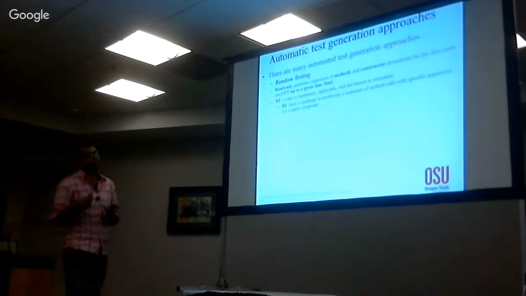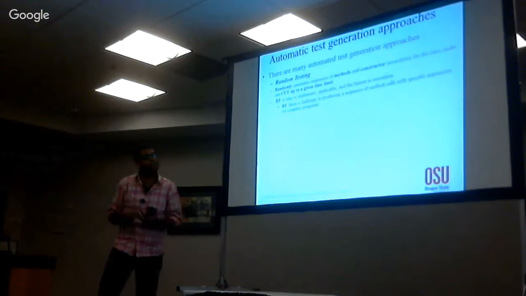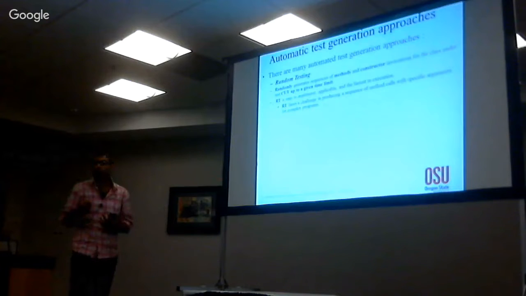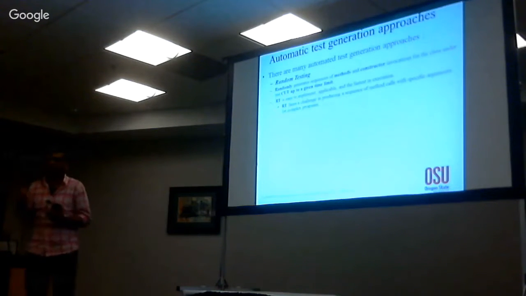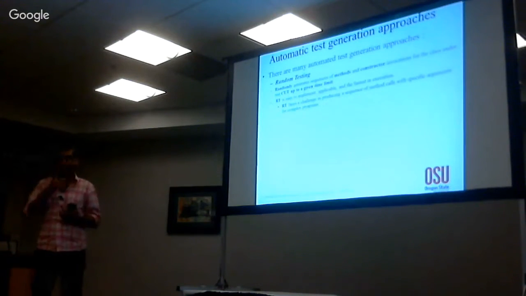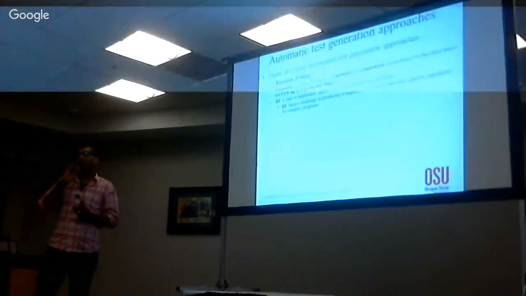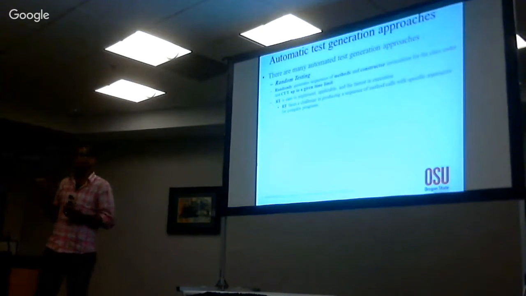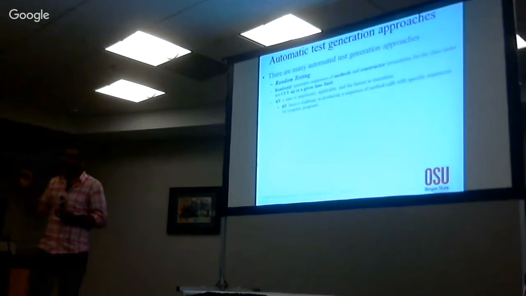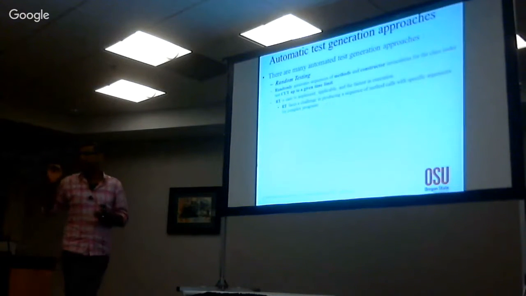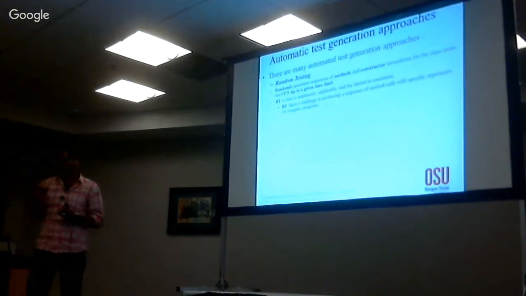However, random testing faces challenges in producing a sequence of method calls with specific arguments for complex programs or complex classes under test. So it's very hard to generate sequences of methods and constructors in the specific order that you need to cover particular branches.